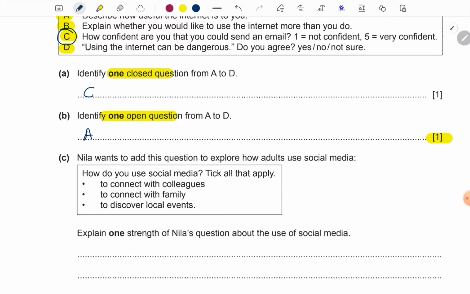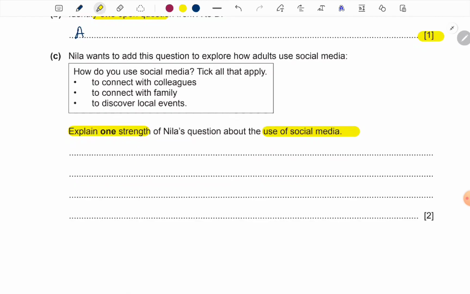Now Neela wants to add this question to explore how adults use social media. How do you use social media? Tick all that apply. To connect with colleagues, to connect with family, to discover local events. Explain one strength of Neela's question about the use of social media. Anytime they're asking you the strength or weakness of a question, first understand in your mind whether it is a closed question or an open one. Then only you can figure out the strength or weakness, because that's how you've learned it.